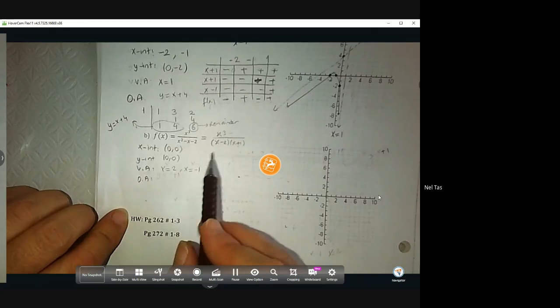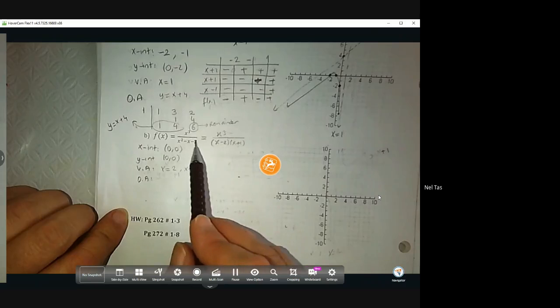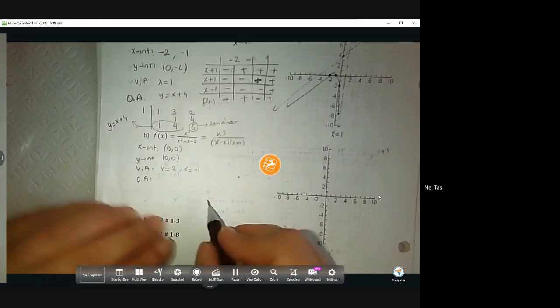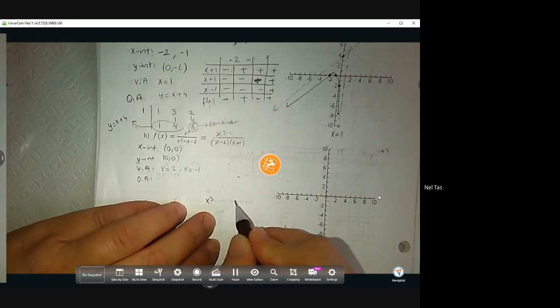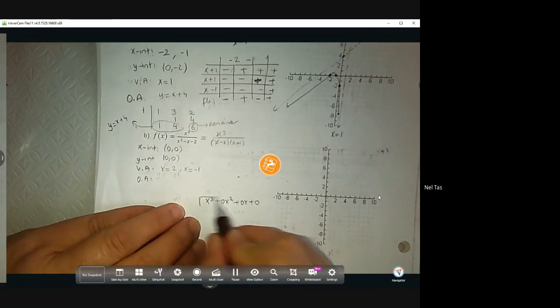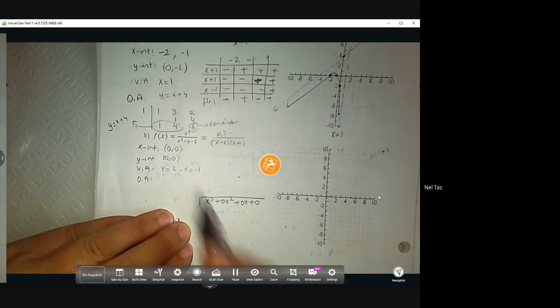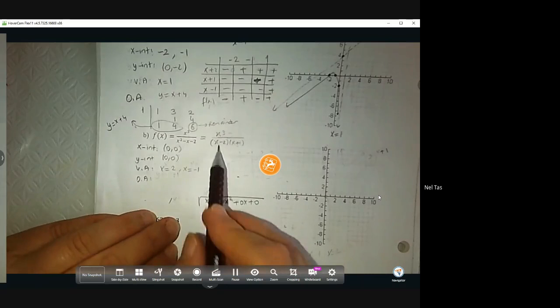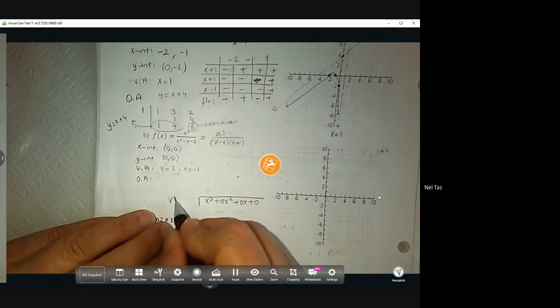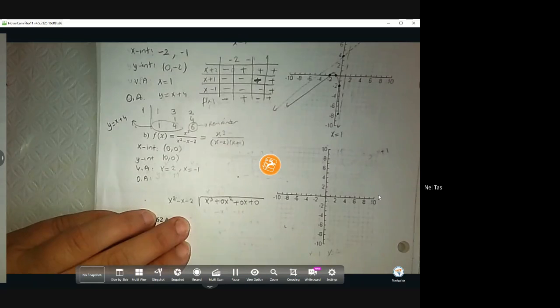Oblique asymptote. Okay, so now we see that denominator is not degree 1. Therefore, you cannot use synthetic division. Okay, so you have to do the long division. All right, so we have x cubed and nothing else. So you have to fill it with zeros. 0x squared plus 0x plus 0. And denominator, don't use the factored form, of course. So you have to use the standard form. Okay, so x squared minus x minus 2.